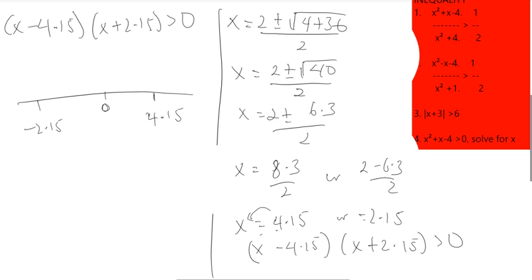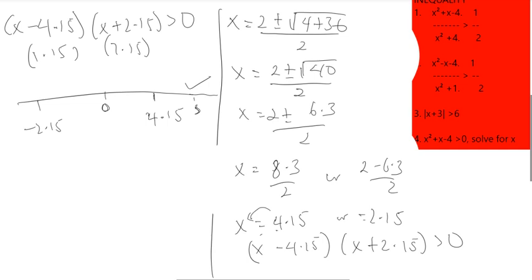So now we're going to look for a number that is greater than 4.15. Let's carry 5 here and see if it's going to give us a number that is greater than 0. So 5 minus 4.15 gives us 1.15. Then we have 5 plus this, which will give us 7.15. When you multiply these, it's going to give you a number greater than 0, right? So that means this place is correct.